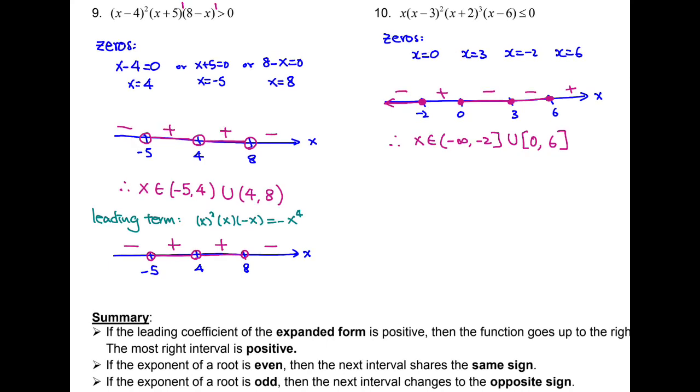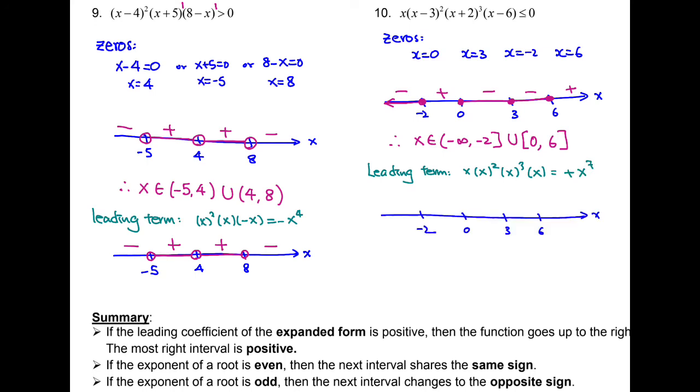For example 10, once again, we have to find the leading term first. So we do x times x squared times x cubed times x. Now we get positive 1 x to the power 7. Next, let's construct the number line with all the zeros on. Since our leading coefficient is a positive 1, it's positive. That means our most right-hand side interval will be positive. Now, let's go through the root 6 to go to the next interval on the left. 6 is coming from the last bracket here. The exponent is 1. So we know the order of the root is 1. It's odd. So we switch the positive sign into a negative.